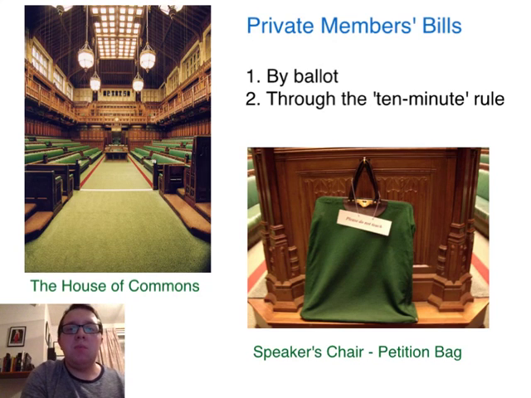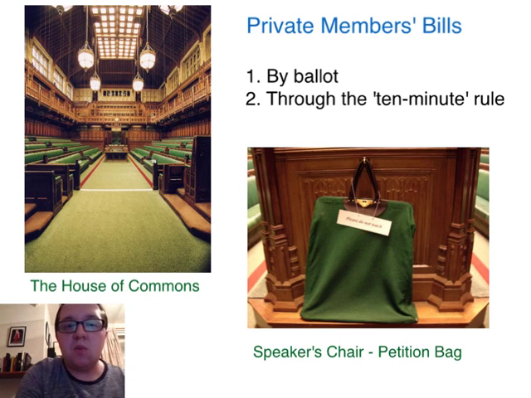However, it's important to remember that not all bills are introduced by government. In fact, a bill can be introduced into the House of Commons by an individual MP, and these are known as private members' bills. Now, there are a couple of processes by which this can take place. The first is by ballot, and as you can see there, if I just highlight it, there's an image.